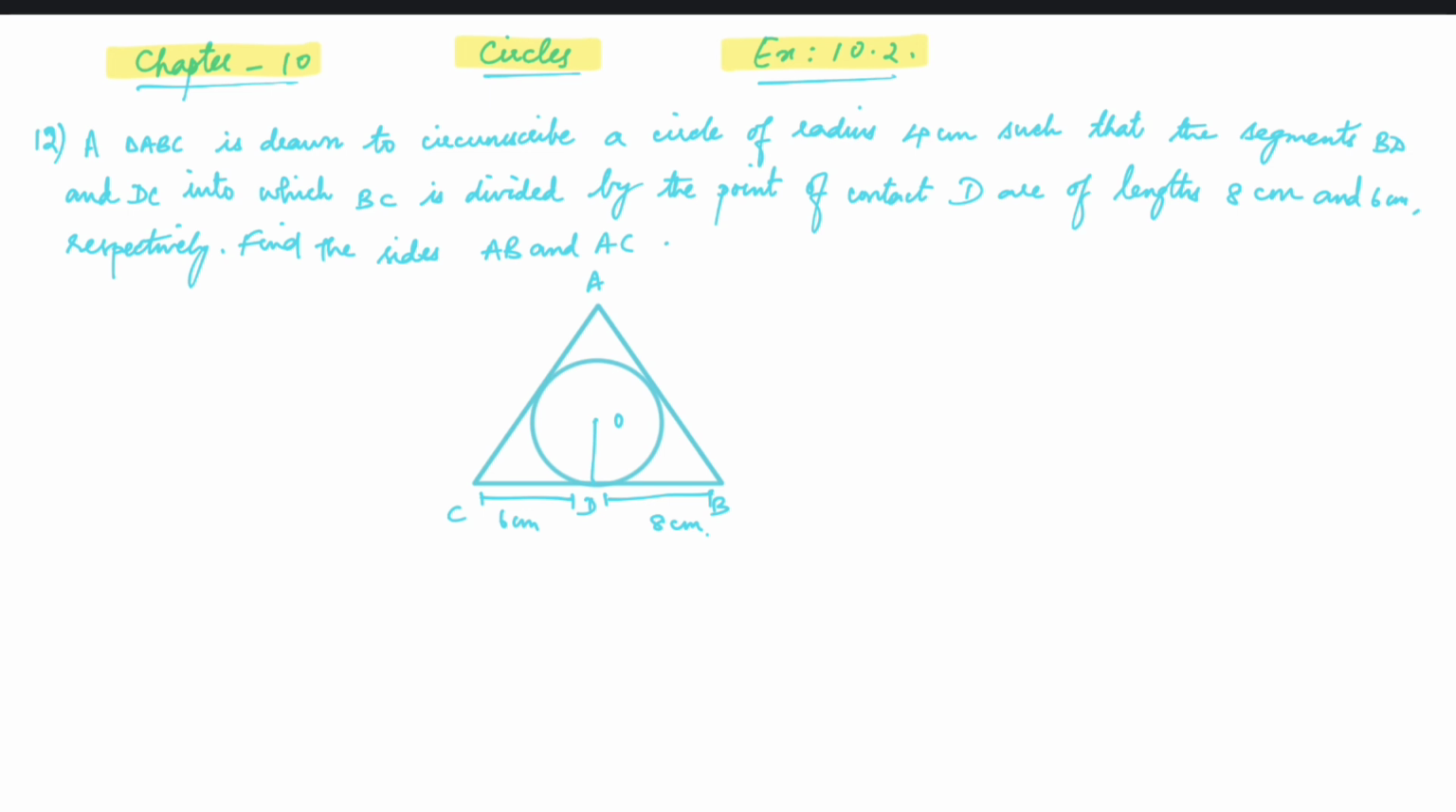This is the given diagram. They have given CD 6 cm and BD is 8 cm, and a circle with center O, and it is circumscribed by the triangle ABC.